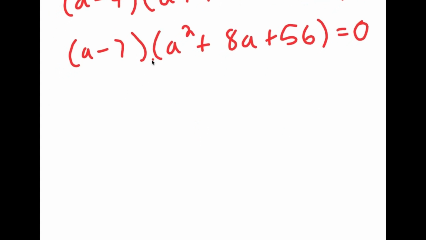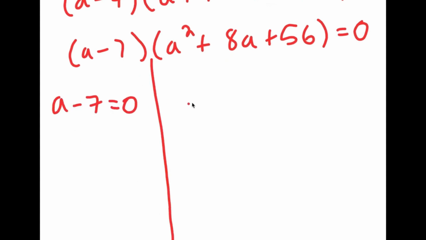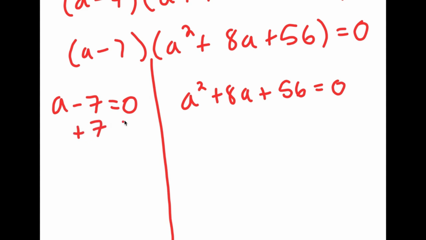Now from here, I get two equations. I get a minus 7 is equal to 0, and I get a squared plus 8a plus 56 is equal to 0. So for a minus 7 equals 0, I can add 7 on both sides. So then these two cancel out, and I get a equals 7.